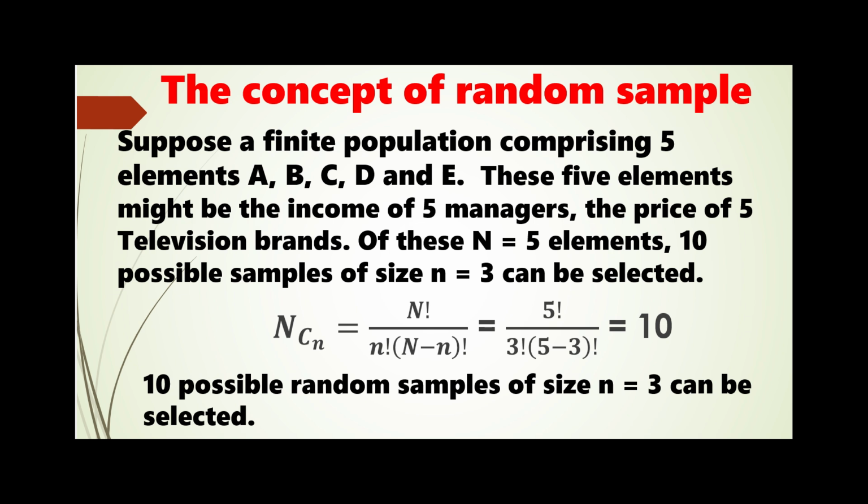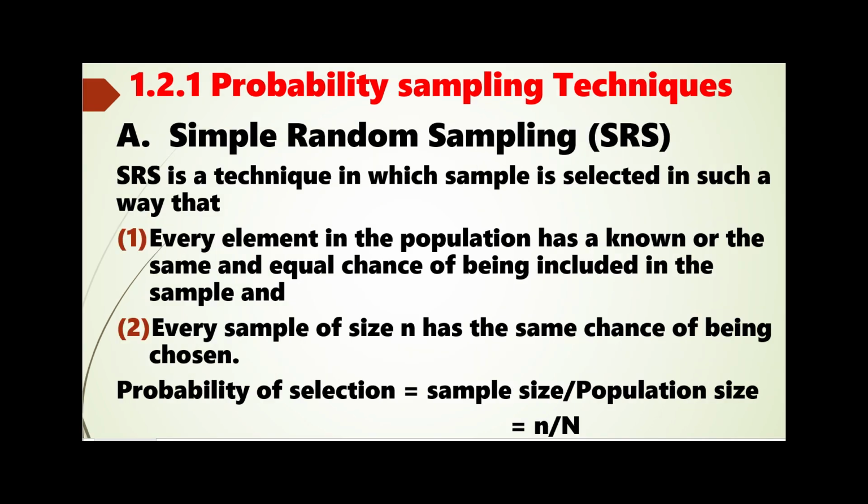Whereas if 2 of the 5 elements are top-level managers, and we deliberately select these 2 managers as our sample, the sample is a non-random sample, because not all elements of the population have a known or non-zero chance of being included in the sample. This technique of sampling is called non-probability sampling.